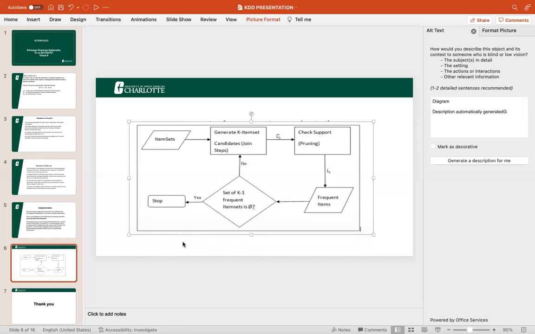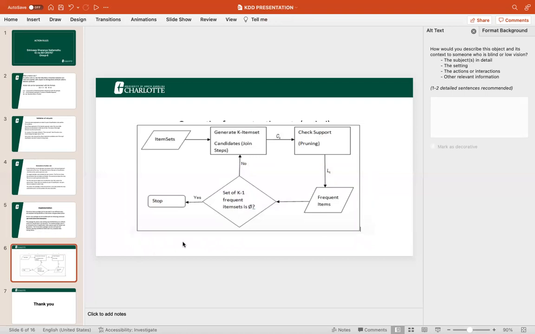This is all about the action rules, validation, generation of action rules, implementation, and generation of frequent item sets.